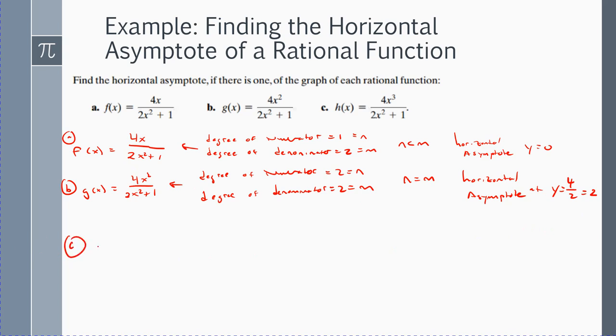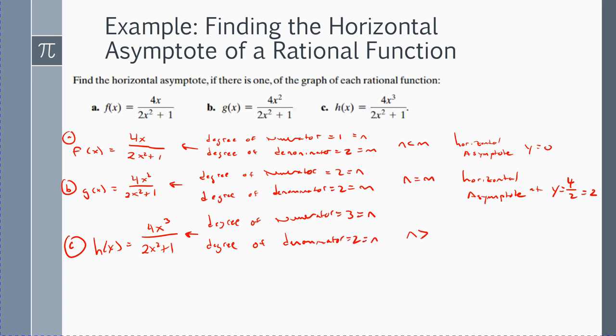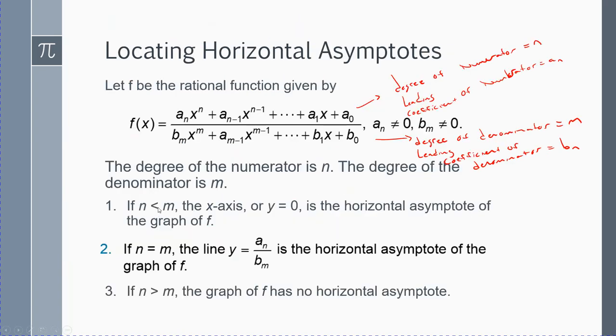And then finally c, h of x is equal to 4x cubed over 2x squared plus 1. The degree of the numerator here is 3. The degree of the denominator is 2. And we see here that n is greater than m. So when that happens, there is no horizontal asymptote.